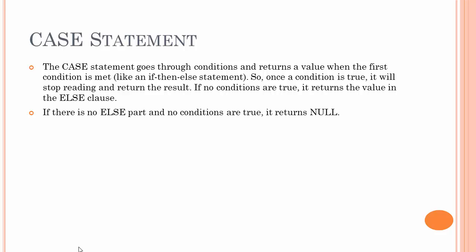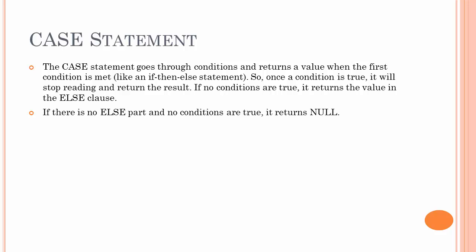The case statement goes through conditions and returns the value when the first condition is met. So, once a condition is true, it will stop reading and return the result. If no conditions are true, it returns the value in the else clause. If there is no else part and no conditions are true, it returns null. So basically, case statement works like if then else statement.